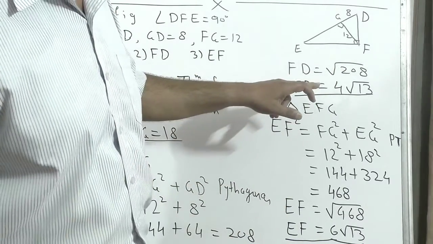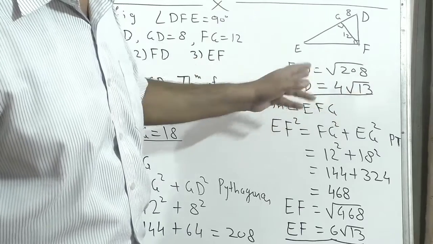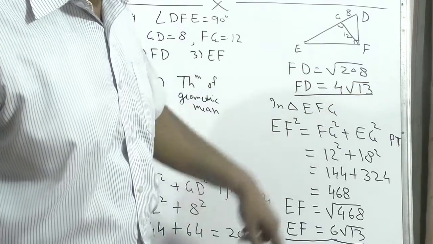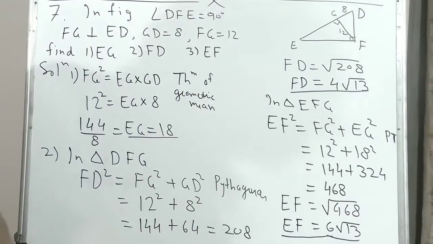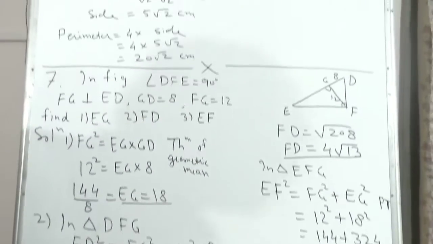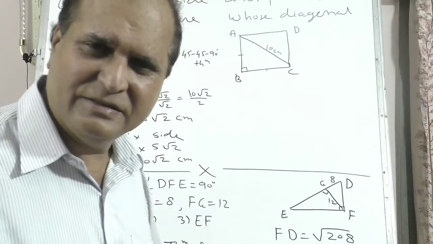208 is 16 into 13, square factor. 16 can come out as 4. FD equal to 4 root 13. Answer. Understood? Unit is not given. You also don't worry, you write units.